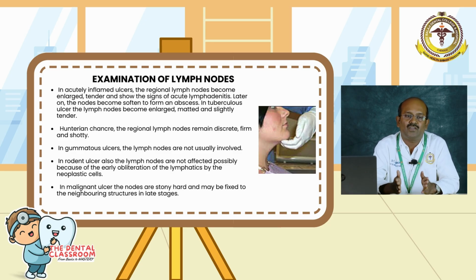So the consistency of a lymph node, if it is firm, it's going to be inflammatory. If it is soft, it is going to be tuberculous. If it is stony hard or bony hard, it's going to be a malignancy. So the consistency of a lymph node will tell you what ulceration lies above.